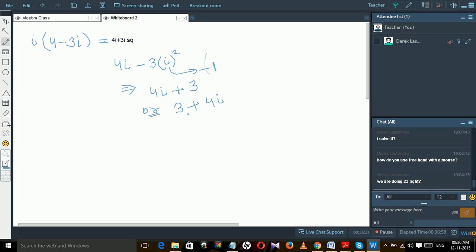Or you can write it as 3 plus 4 iota, because you always write the real part first and then the imaginary part. This is your answer. Is it clear? We have just used the distributive property. Look at this part here. We'll multiply i with 4 and then with 3i. So 4i minus 3i squared, iota squared.